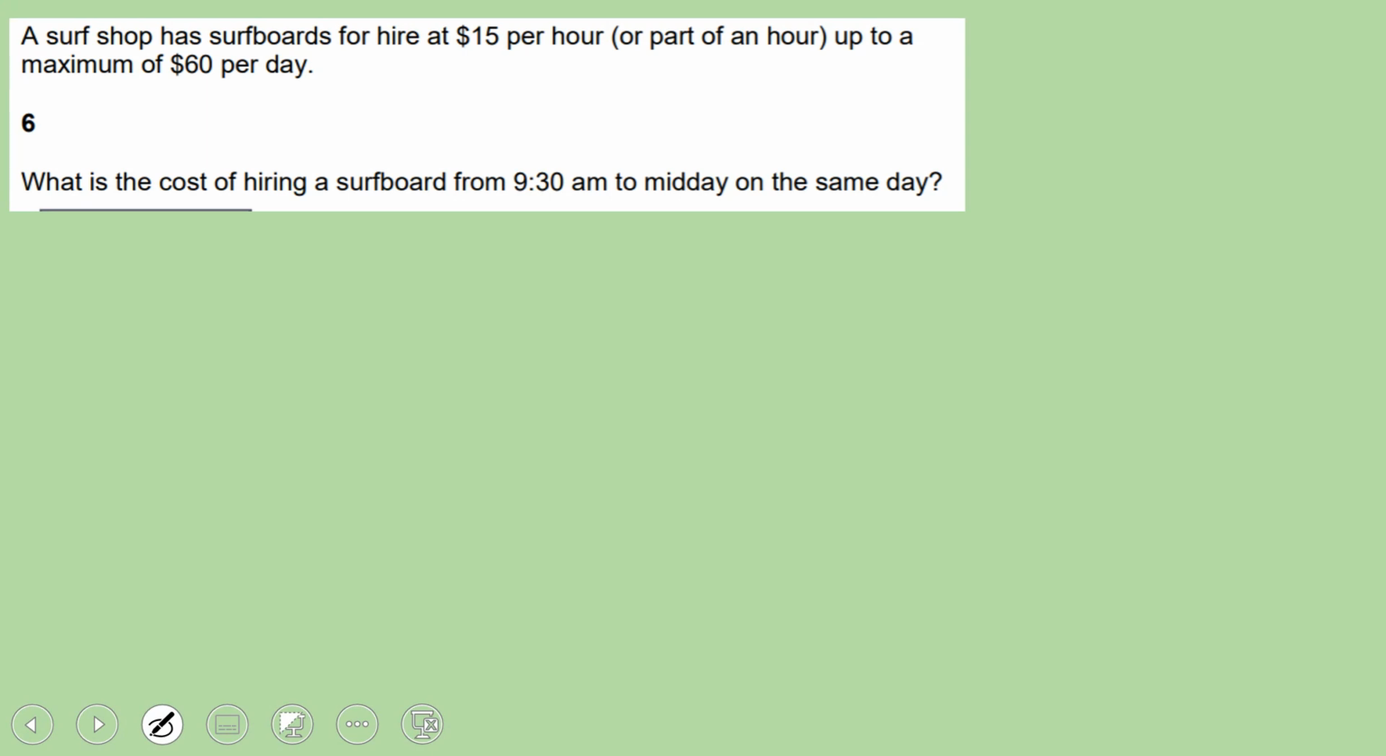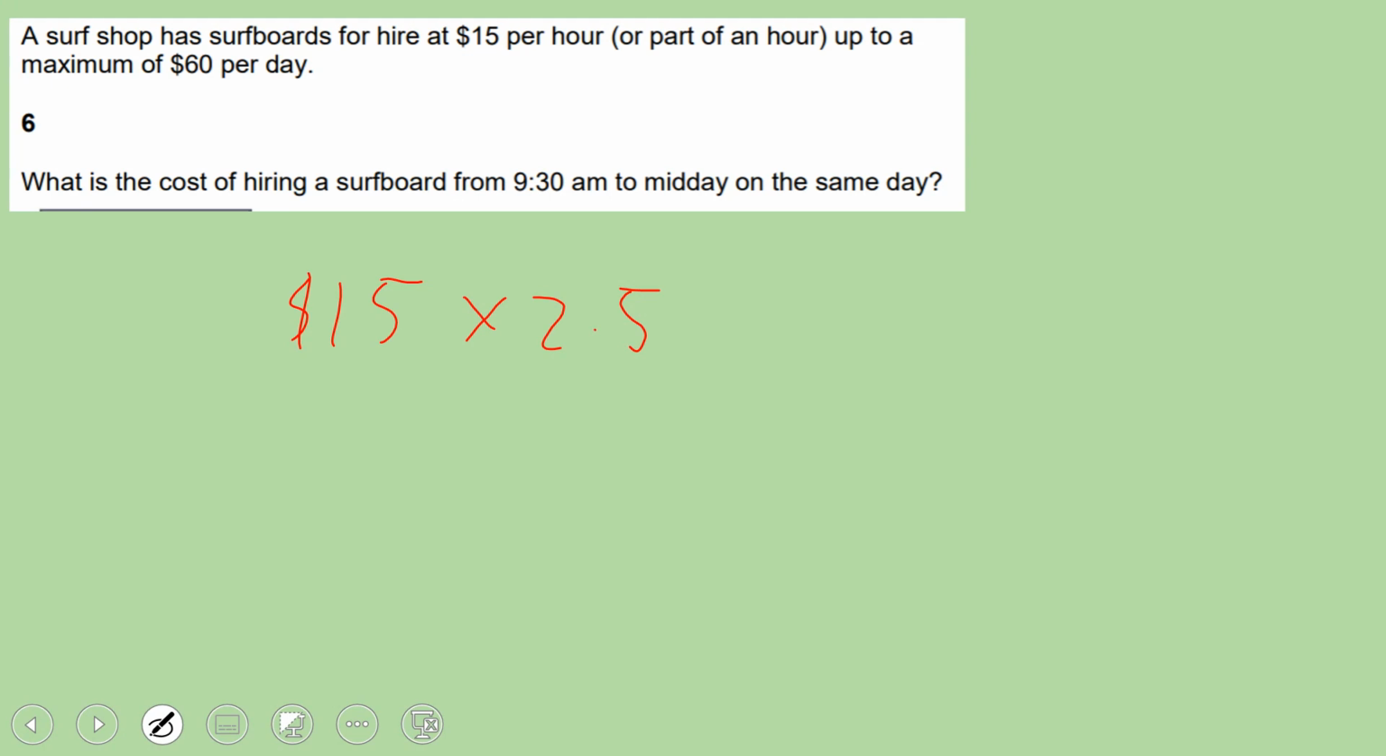A surf shop has surfboards for hire at $15 per hour or part of an hour, up to a maximum of $60 per day. What is the cost of hiring a surfboard from 9:30 a.m. to midday on the same day? So this one is not that complicated. $15 per hour, and from 9:30 to 12 is 2.5 hours. 2 hours will get us to 11:30. Half an hour will get us from 11:30 to midday. So 2.5 hours as a decimal is 2.5.